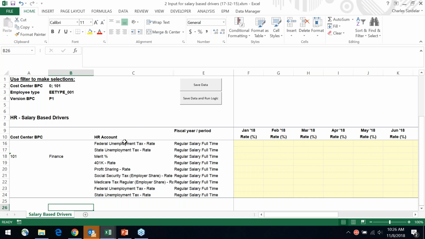The next step is, notice we haven't run the logic here, we want to put in a rate for the different benefits. And what we're accommodating here is quite a few different things. And these are all, any HR person who's done HR planning, these are standard things, right?